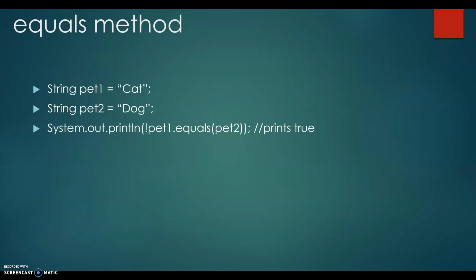The not operator, the exclamation point, can be used with the equals method to determine if two strings are not equal to each other. If we take a look at the code on the screen, we can see that we have two strings, pet1, which has the value of cat, and pet2, which has the value of dog. When we do our System.out.println, we're saying not pet1.equals(pet2). What will be printed is true because cat is not equal to dog. That statement is true.